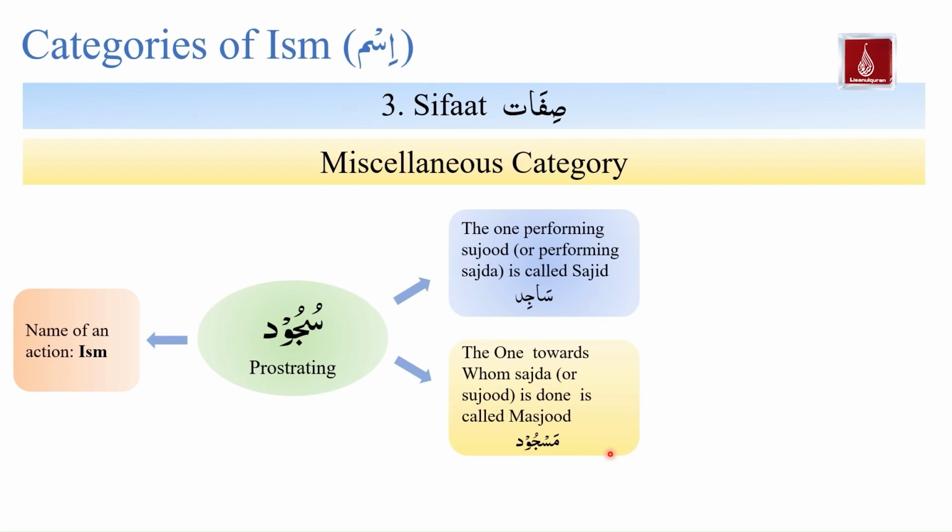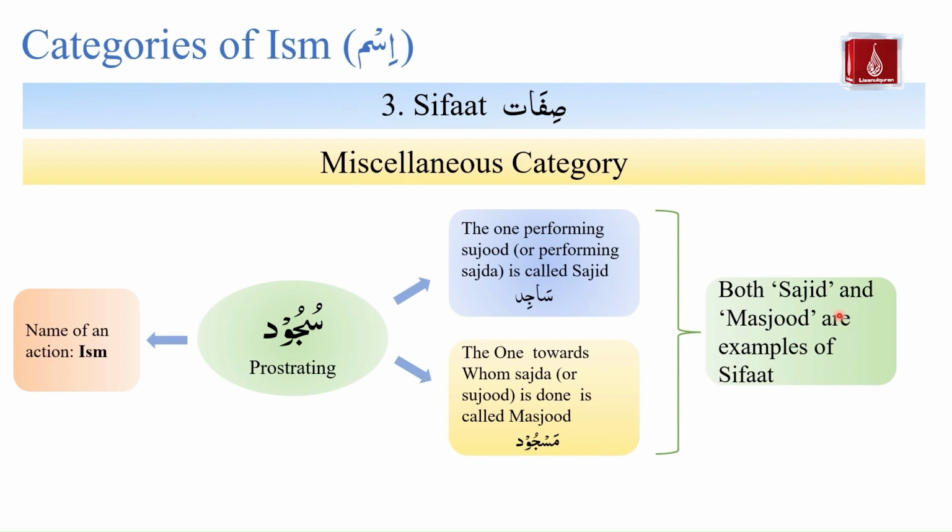The most important point to note is that both sajid and masjood in this particular example are included in the category of sifat. And because these two are included as sifat, sifat is a subcategory of ism, so sujood, sajid, masjood are all examples of ism. Specifically, sujood is ism because it's the name of an action, and sajid and masjood are examples of sifat.